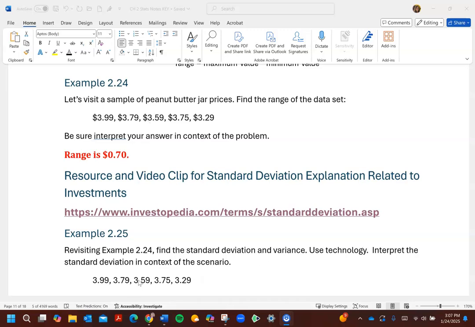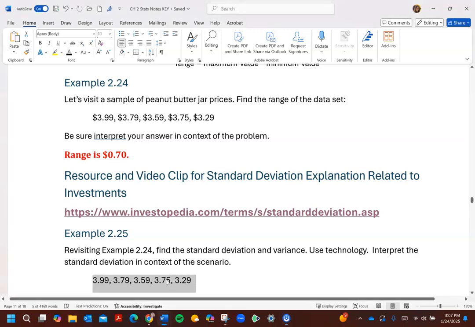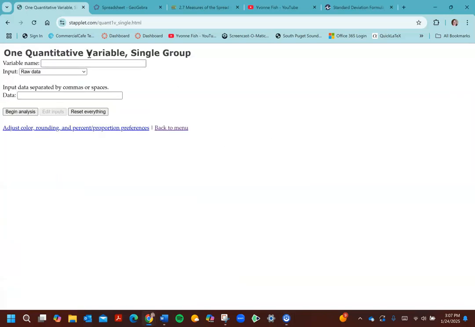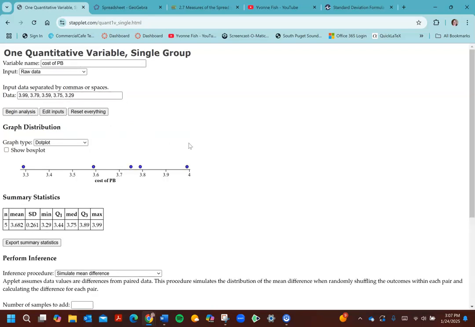I've already copied over the data and removed the dollar symbols, and you can pause the video and go ahead and do this in Statplet. It would be easy to use here. Just to review, this is quantitative data, so it's quantitative, one variable, cost of peanut butter, and then I'm putting in raw data. Then go ahead, begin analysis, and you can see down here our standard deviation, SD, is 0.261.